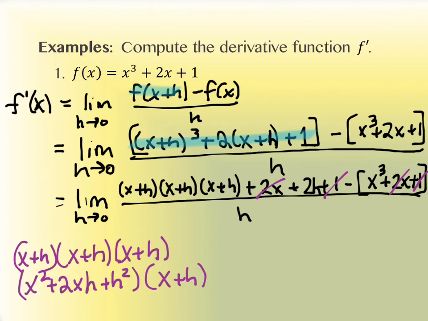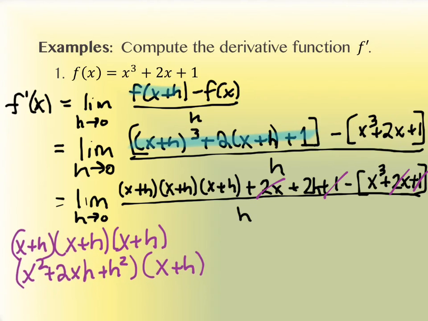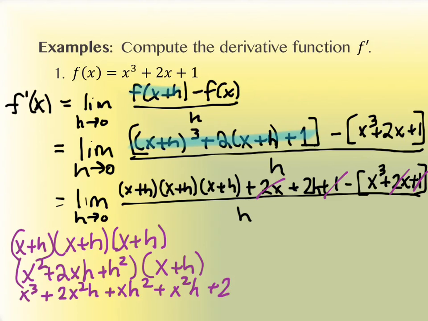And then after that, I'm going to multiply each of those, that is the x squared, the 2xh, and the h squared, times x and times h. So I'm going to get, let me move this up a little bit, x cubed plus 2x squared h plus xh squared. That's taking the x squared and the 2xh and the h squared and multiplying each of them by the x. And then I'm going to multiply each of them by h. So that's going to give me x squared h plus 2x h squared and h cubed.